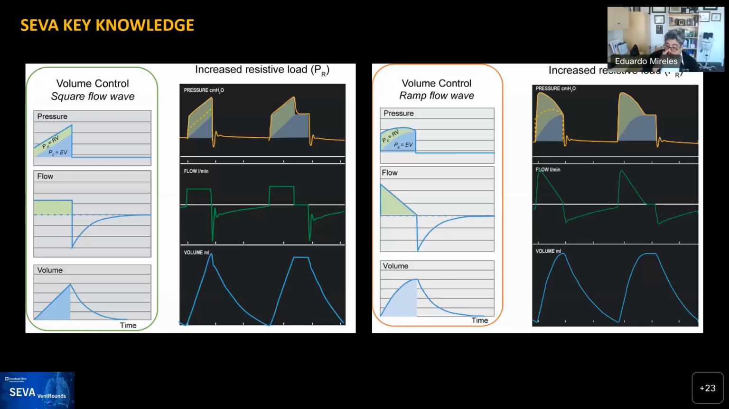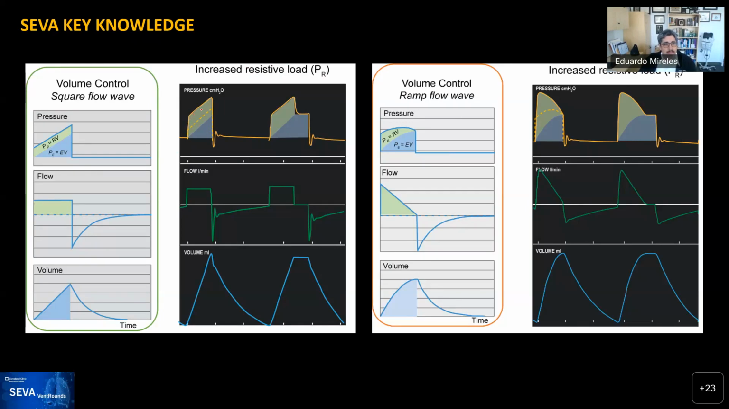All right, so as in every VentRounds that we do, we start with some key knowledge, and what I want you to focus on today is the knowledge of how to recognize the resistive load, meaning an increased resistance. Remember that the pressure waveform when you're in volume control manifests both the resistive and the elastic load. In this case, we're going to focus on the resistive load.